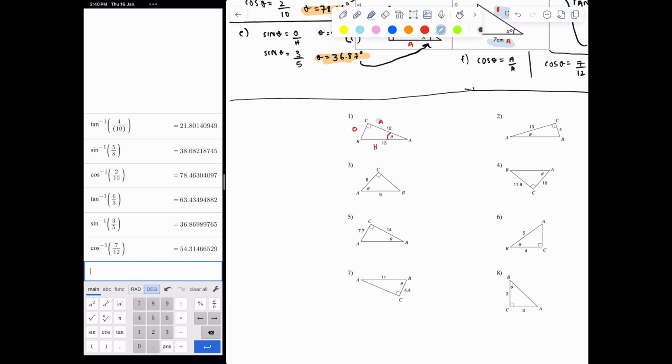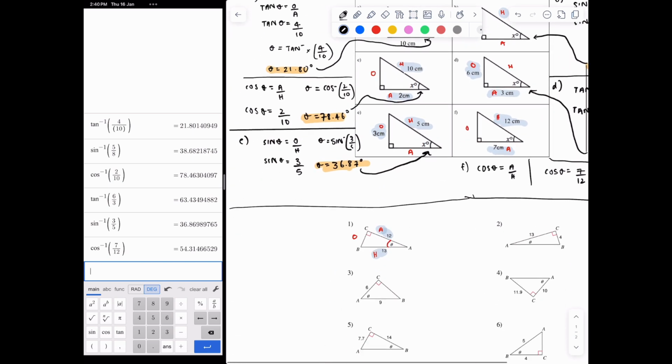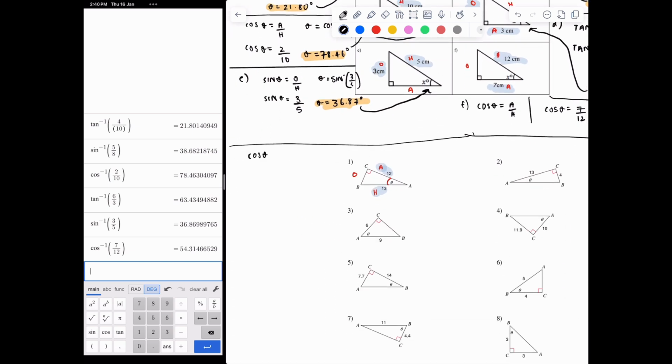All right, so what have we been given? We've got the adjacent and the hypotenuse, A and H. Which function is A and H? It's the cosine function, A over H. Let's substitute those values in. 12 over 13, we want to figure out the angle, so it's inverse cosine 12 over 13, and then we can plug this into our calculator.